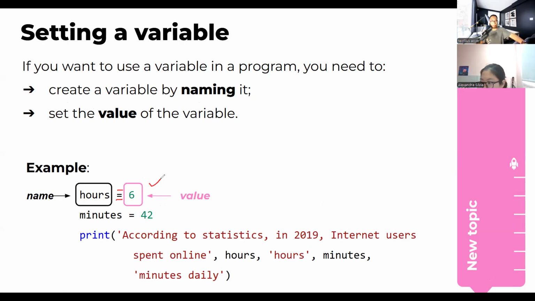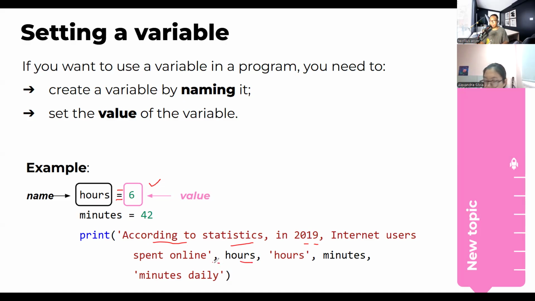You got it so far? Yeah. Okay, good. Now you can use a variable to change the value. If you see here, let's say you want to make a statement like this: According to the statistics in 2019, the internet users spent online, let's say, six. But if you're already using a variable, instead of using the value, you can use the name of the variable like this, okay?